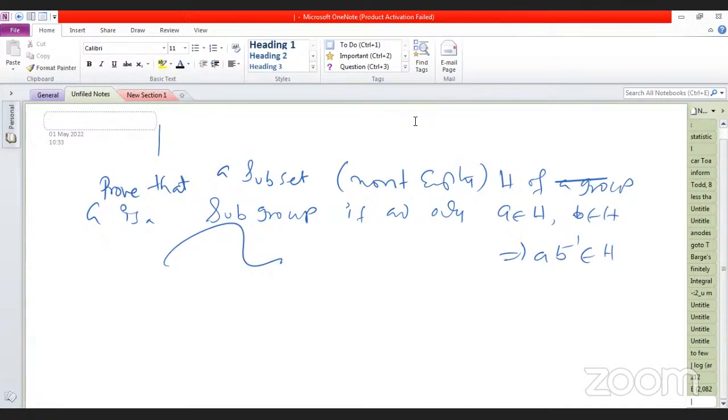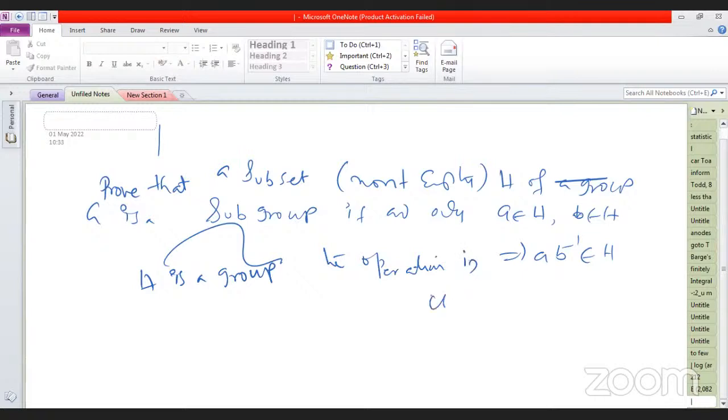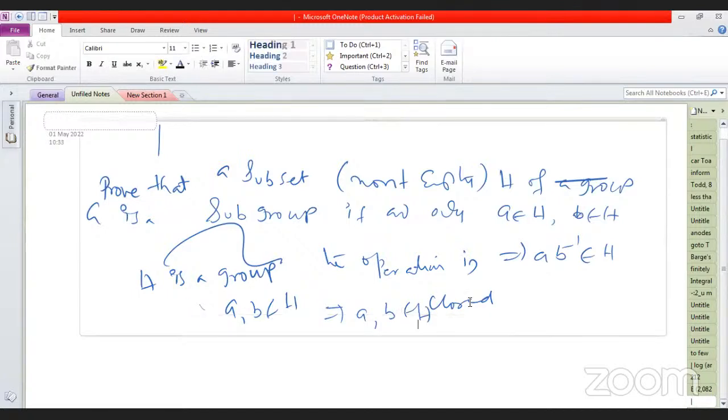So H is a non-empty subset of a group G, meaning G is a group. So we can write H is a subgroup with respect to the operation of G. Suppose H is a group. The operation is closed. So we can take that H is a group, then the operation is closed here. Therefore we can write A comma B belongs to H. We can write it or not?